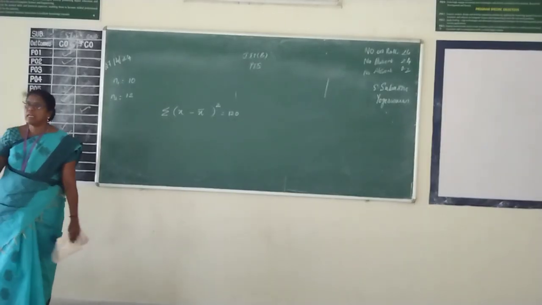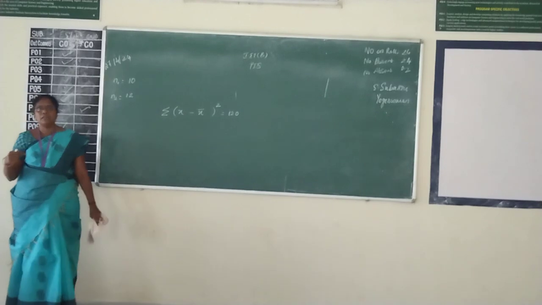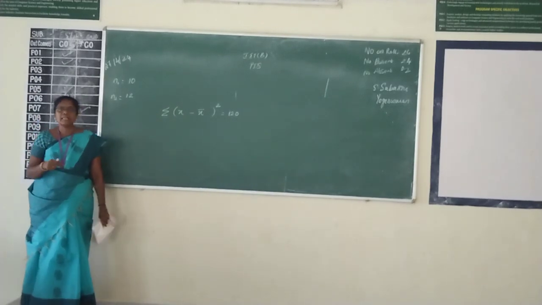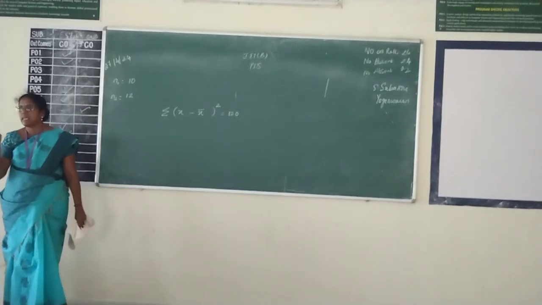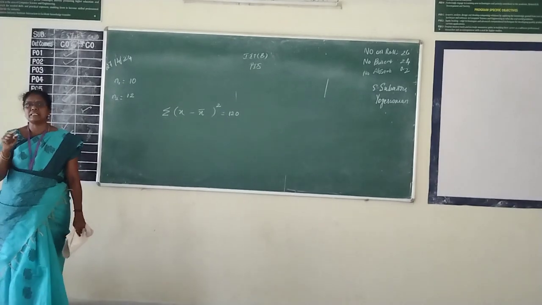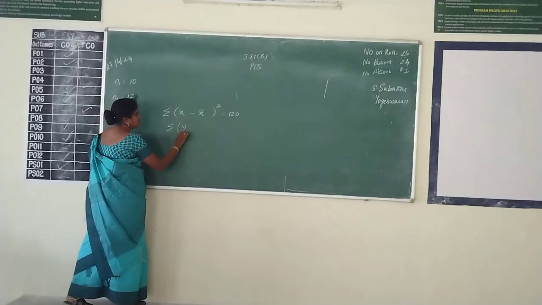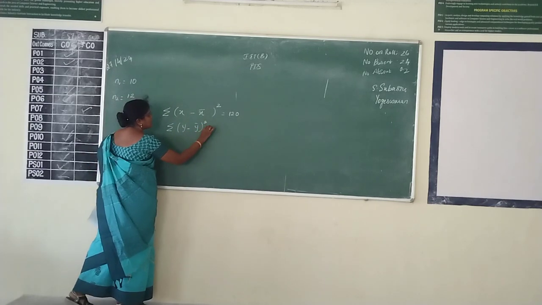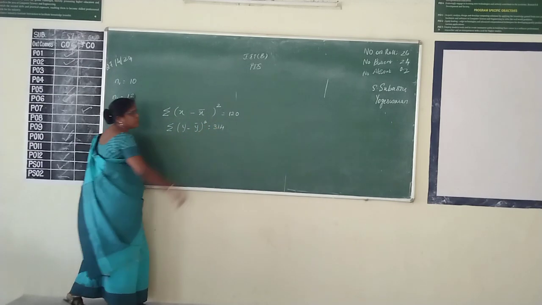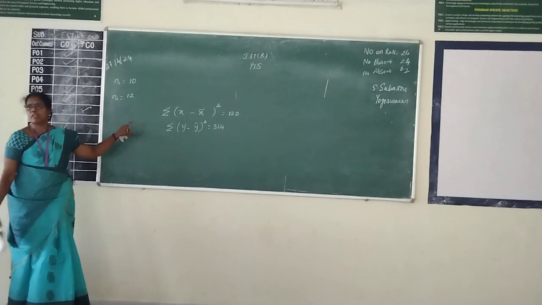Similarly, the same information is given for the second sample. For the second sample, it was given to be 314. We will assume the second sample to be y. What is the other information given? Summation of y minus y bar the whole square equal to 314. Now this is the input information.